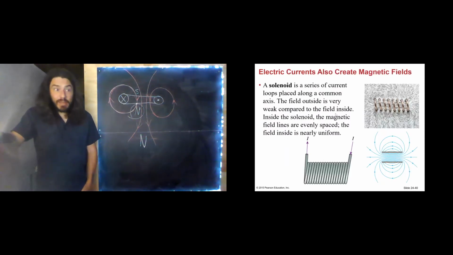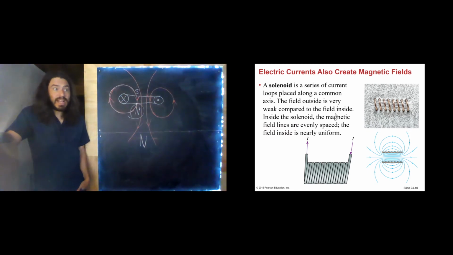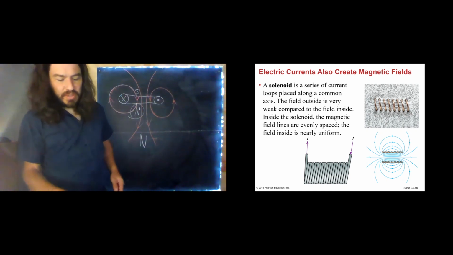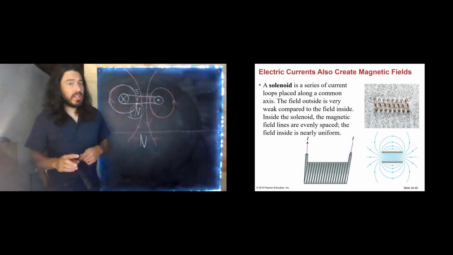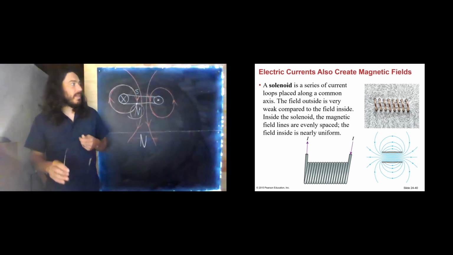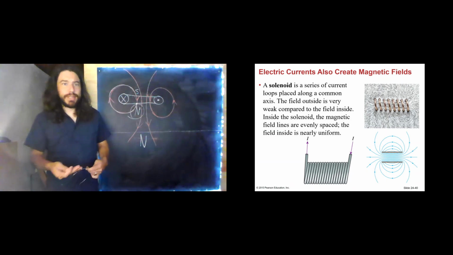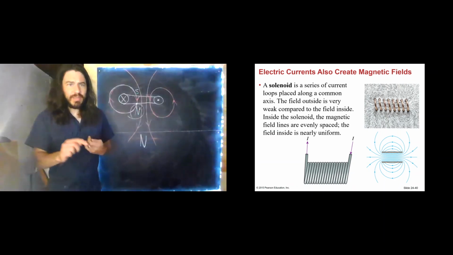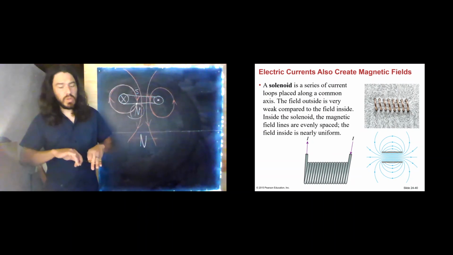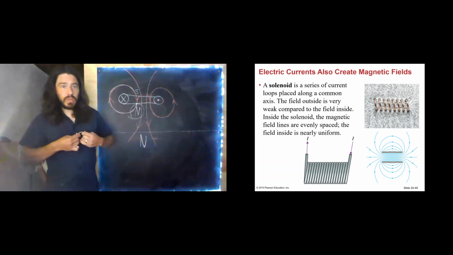Okay, another shape that we are concerned about is a solenoid. A solenoid is a series of current loops placed along a common axis. So what's the difference between a loop and a solenoid? This is something that trips up students quite a bit. Well, a solenoid turns out to be a very useful device. They're found in cars, sprinkler valves have solenoids in them. They're all over the place, and they are a very useful tool.